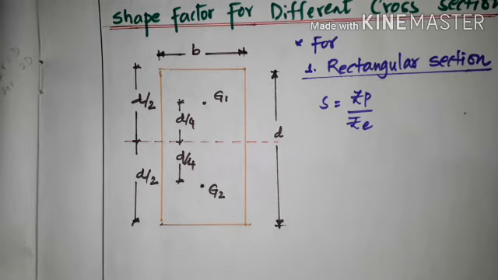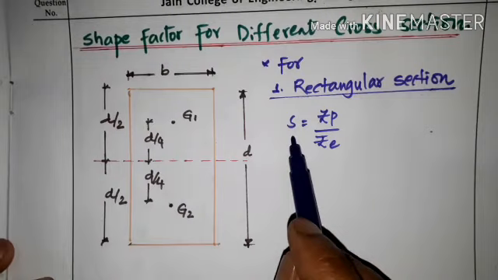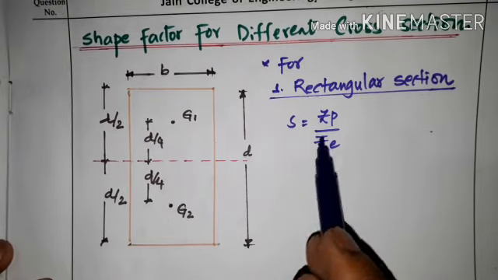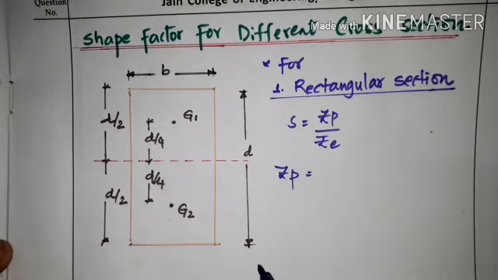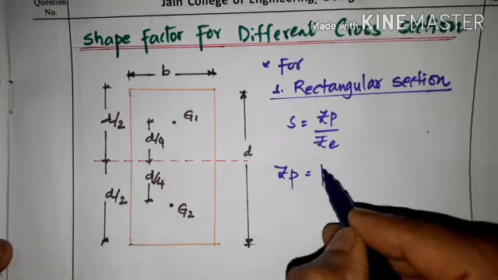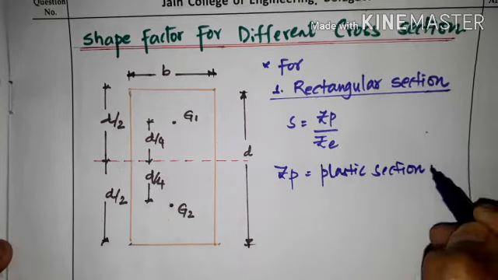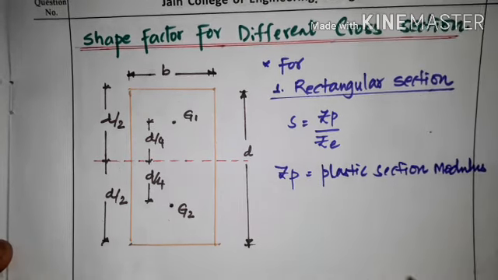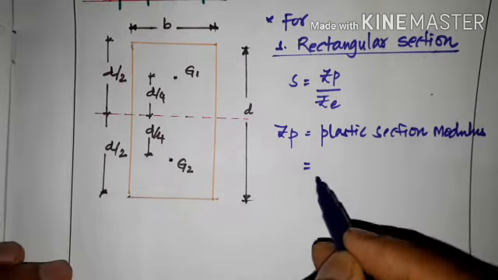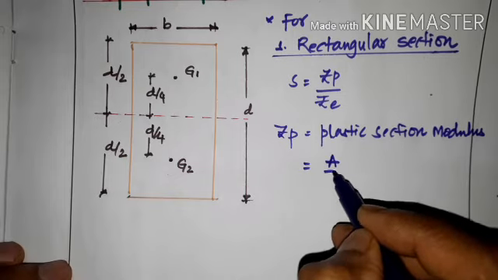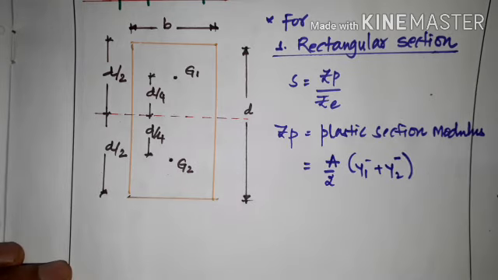So we'll calculate the shape factor for the rectangular section. First of all, what is shape factor? Shape factor is ZP by ZE. What is ZP? ZP is the plastic section modulus, and it is nothing but A by 2 into y1 bar plus y2 bar. This we have discussed in the previous class.